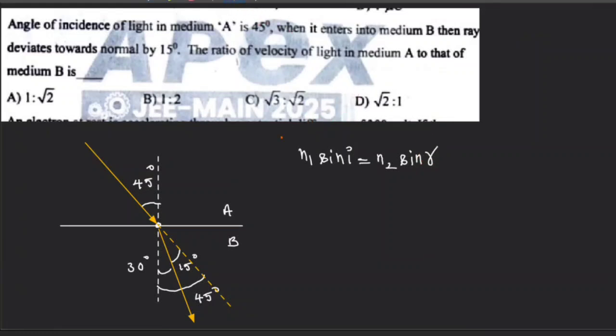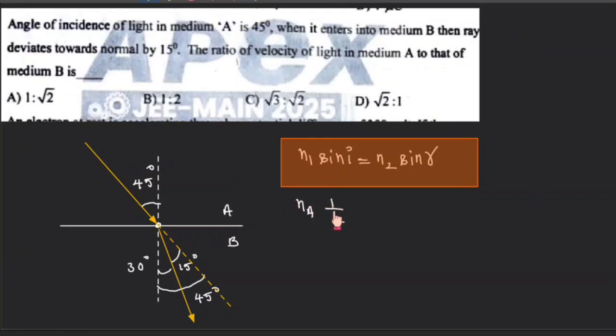This is Snell's law, so please keep that in mind. Therefore, you could say this can be written as NA sin 45, which is 1 by root 2, will be equal to NB into sin 30, which can be written as 1 by 2. Therefore, NA by NB is equal to what? NA by NB can be written as 1 by root 2, right?